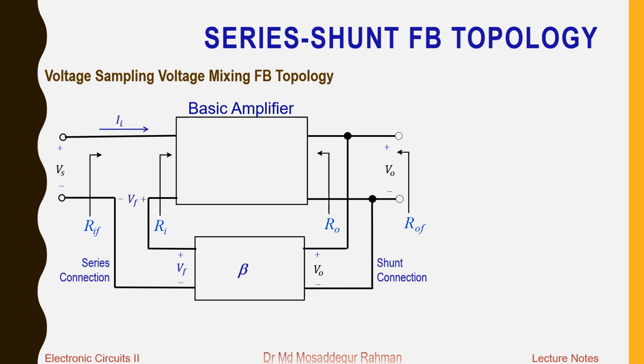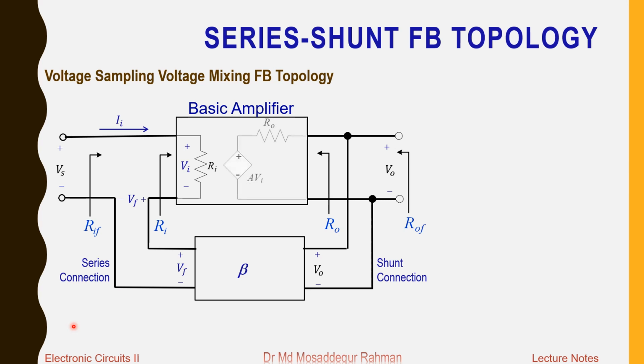Our next attempt would be to determine the input resistance of the feedback amplifier. For that, first we show the input resistance of the basic amplifier explicitly. That is how we can show Ri, the input resistance of the basic amplifier, connected at the input side between the two input terminals, and Vi is the input voltage that appears across this Ri.